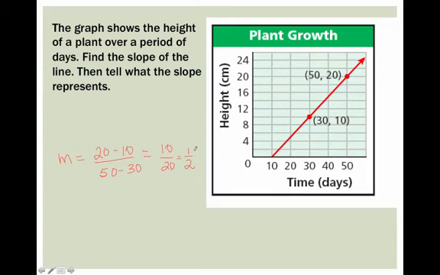So I notice that for every 1 centimeter, it takes 2 days. So in effect, in 2 days, my plant grows 1 centimeter. That's what my slope is telling me. And that is a constant rate of change because I've got a straight line. So my plant is growing 1 centimeter every 2 days.